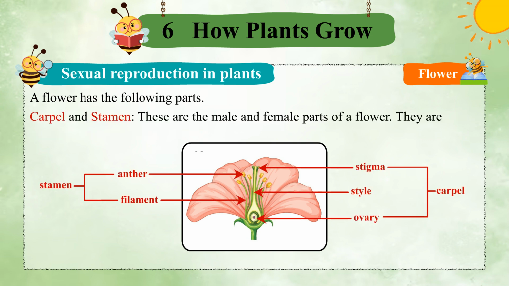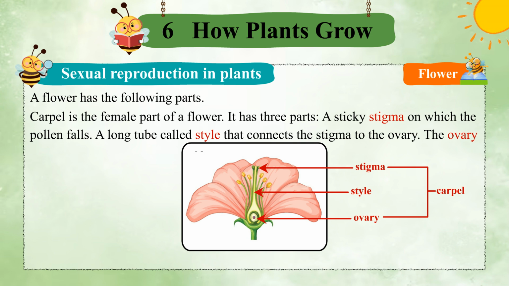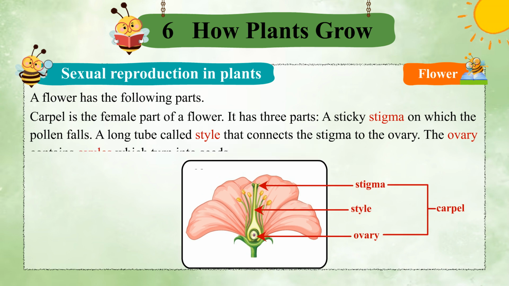Carpel and stamen. These are the male and female parts of a flower. They are directly involved in seed formation. Carpel is the female part of a flower. It has three parts: a sticky stigma on which the pollen falls, a long tube called style that connects the stigma to the ovary. The ovary contains ovules which turn into seeds.